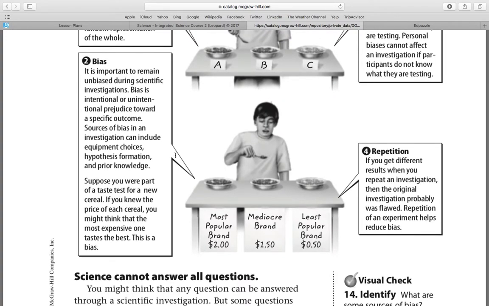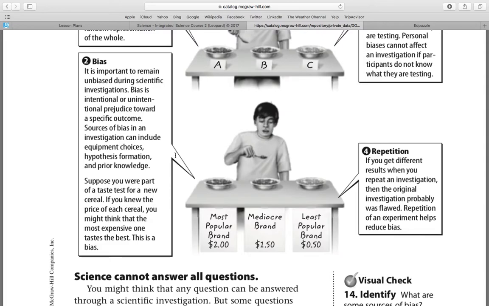Bias, it says it is important to remain unbiased during scientific investigations. Bias is intentional or unintentional prejudice toward a specific outcome. Sources of bias in an investigation include equipment, choices, hypothesis formation, and prior knowledge. Suppose you were part of a test for a new cereal. If you knew the price of each cereal, you might think that the most expensive one would taste the best. This is having a biased opinion.